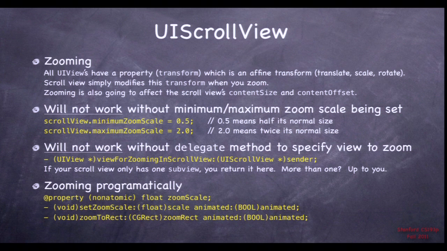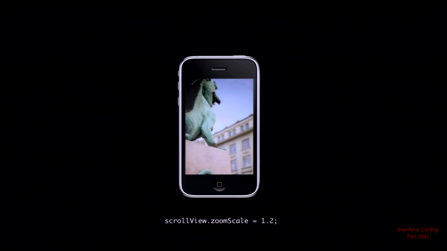Now, once you have those things working, then you can programmatically zoom. And you do that by either setting the zoom scale directly, like if you want it twice as big, set it to 2. And there's a version that animates the change, which you would want to do if you're on screen. And then you can also zoom to rect. Now, zoom to rect, I'm going to show you with an image because it's a little easier to see that way. So this is zoom scale. See that little gargoyle or whatever is a little big.